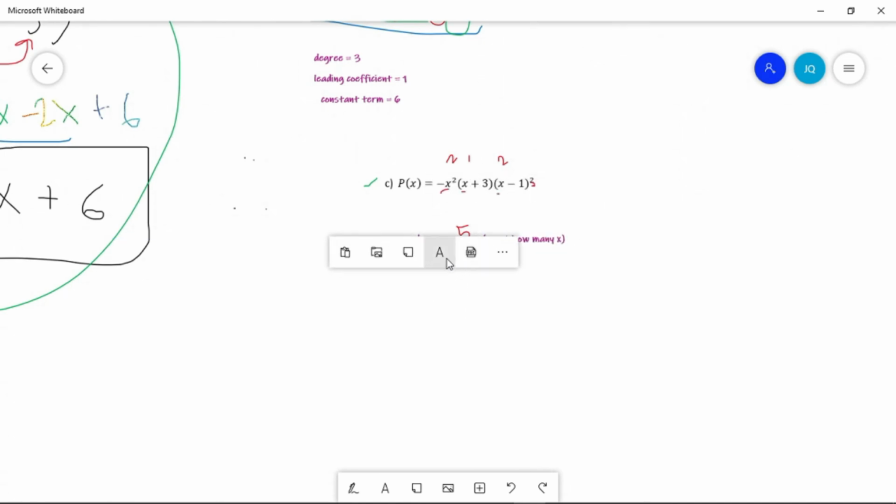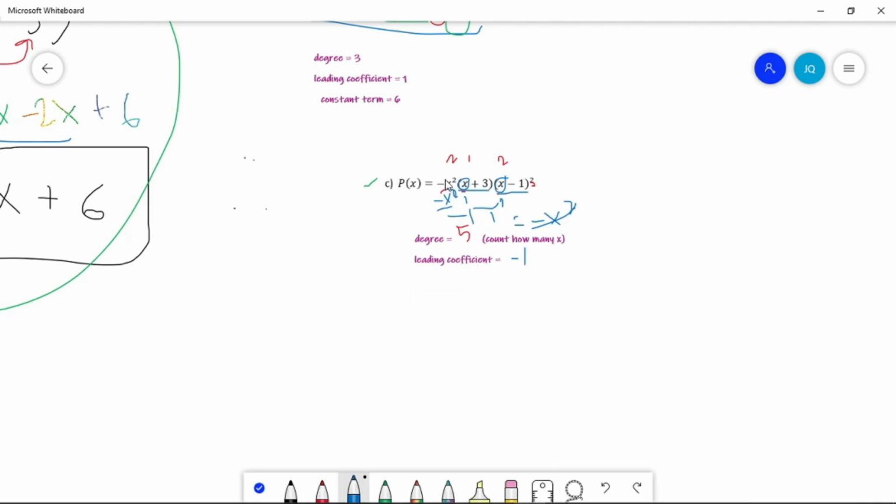Next, how are we going to get the leading coefficient? To get the leading coefficient, get the coefficients of all the factors. Here, it's negative 1. The coefficient here is positive 1. The coefficient here is positive 1. So negative 1 times 1, that's negative 1. Negative 1 times 1, that's negative 1. So again, to get the leading coefficient, get the coefficients of x and multiply.